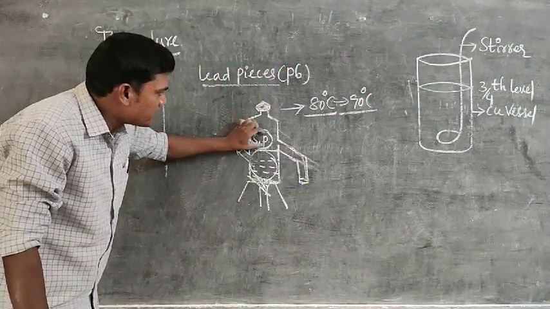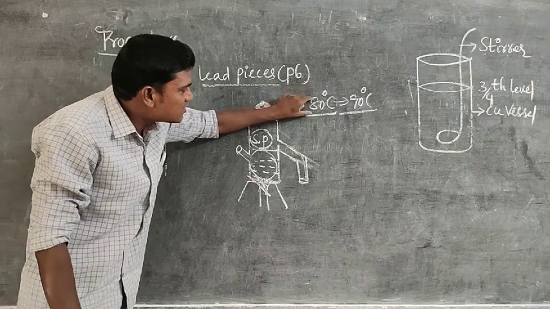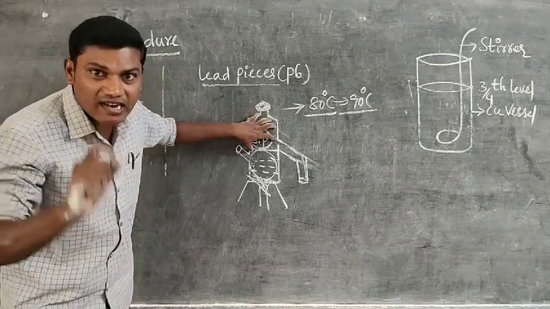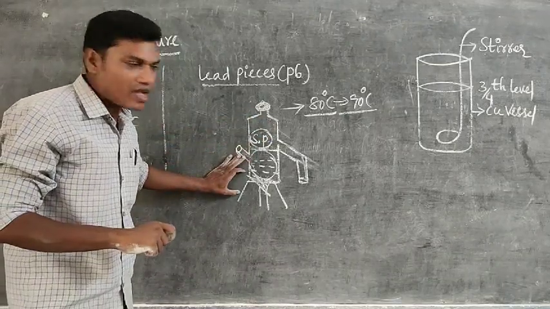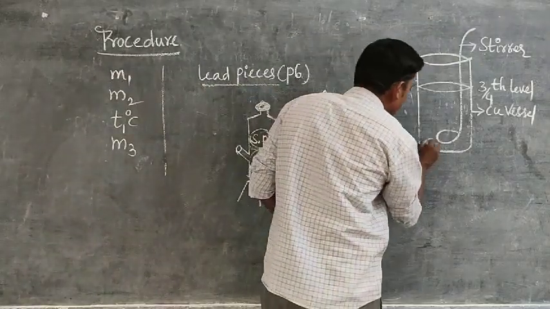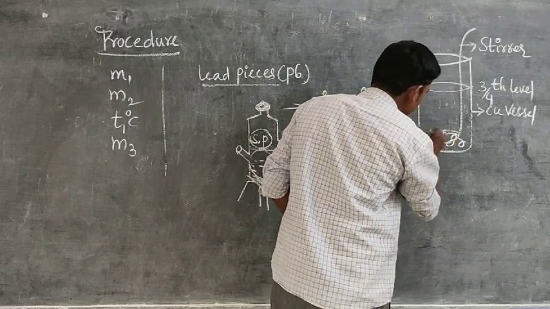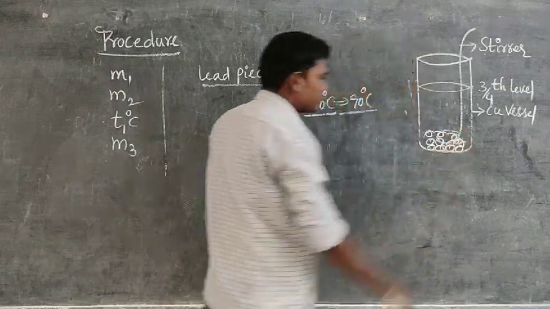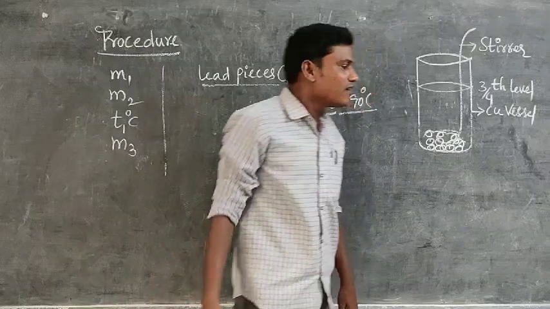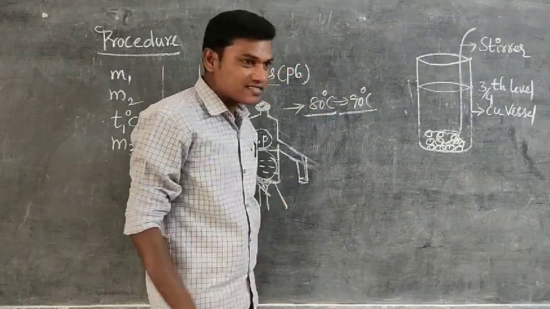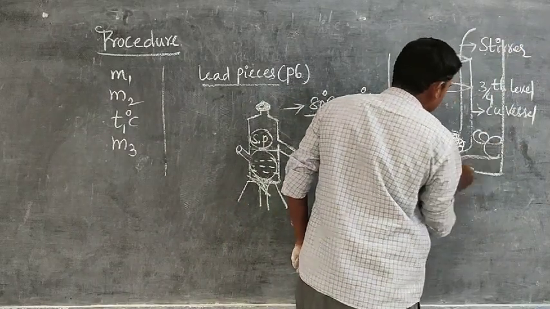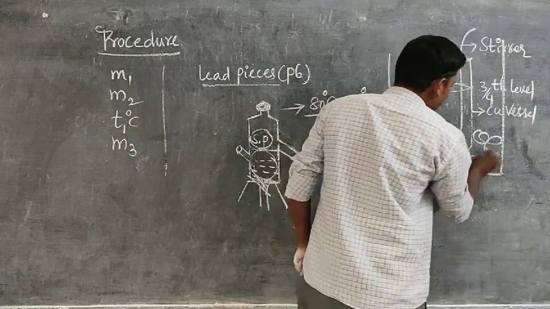When the temperature of the solid pieces lies between 80 and 90 degrees Celsius, at that time what can we do? Remove the Regnault steam heater from the flame, and immediately the solid pieces are transferred into the calorimeter. When it is transferred into the calorimeter, stir very well with the help of the stirrer. I already said that this calorimeter is enclosed in a wooden chamber, which I clearly explained in our past video.